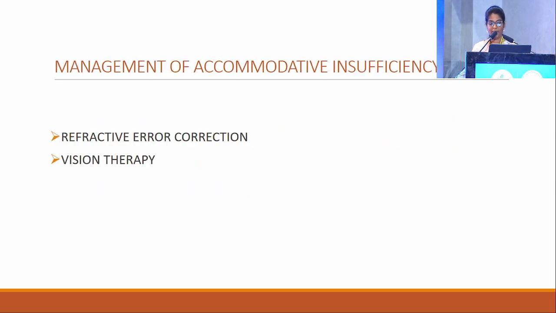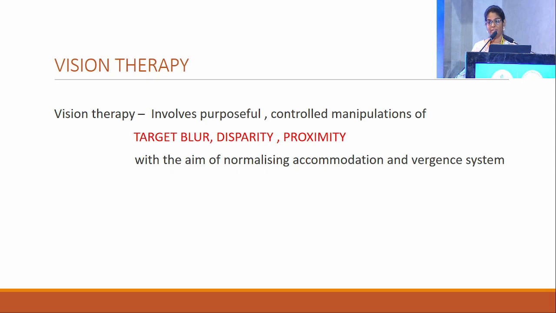Now, coming to the management, the foremost important thing is we have to correct the refractive error after cycloplegic refraction, followed by vision therapy. Now, what is vision therapy? We know that blur is a stimulus for the accommodative reflex, and the disparity and proximity of the near object is a stimulus for convergence. So, this vision therapy involves purposeful control and manipulation of the target blur, disparity and proximity with the aim of normalizing the accommodation and vision system.